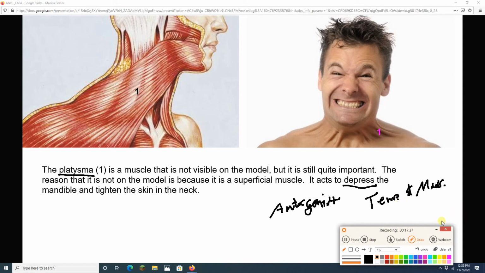It's not the only thing this muscle does. The platysma also tightens the skin in your neck. You can see this guy is using his platysma. If you try and show all your teeth, grimace like that, you can make your neck kind of pop out. You can see the edges of the platysma kind of pop out in your neck. All right. So we got that platysma. Superficial muscle, so we didn't see it earlier.